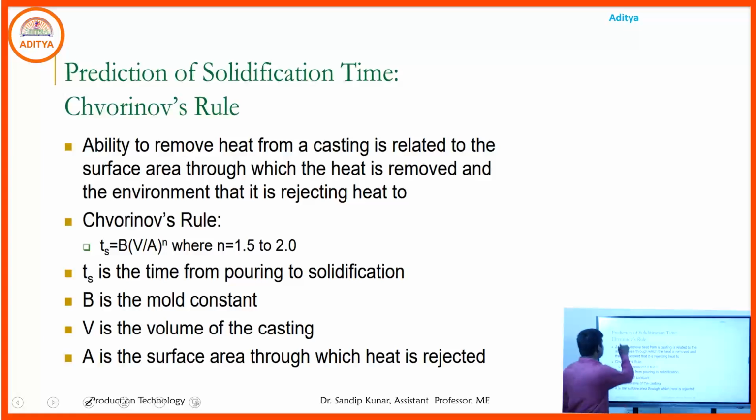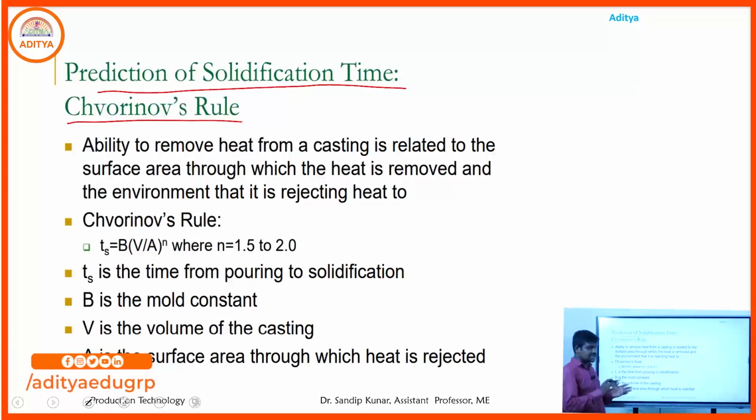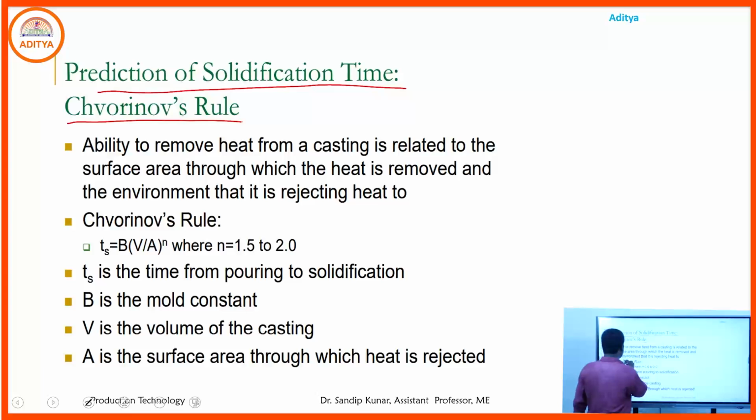That is one important formula, the prediction of the solidification time, which is given by Chvorinov's rule. The ability to remove heat from a casting is related to its surface area. Heat is extracted through the surface area of the casting, and then the surface rejects heat to the environment.